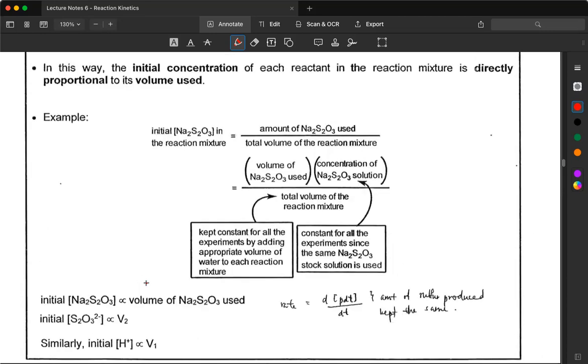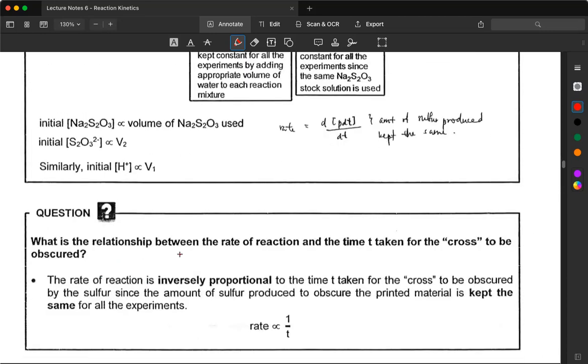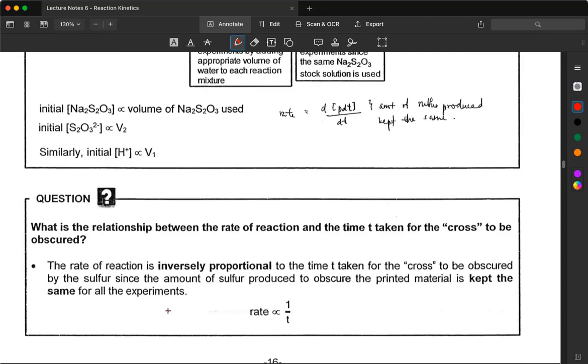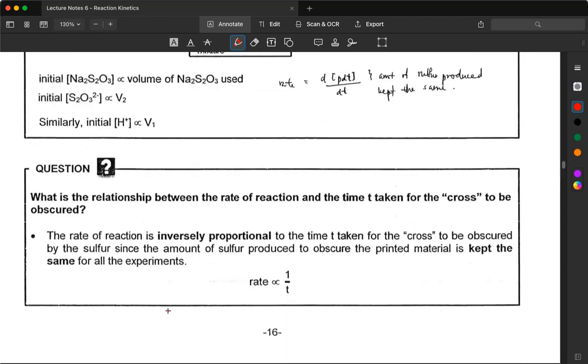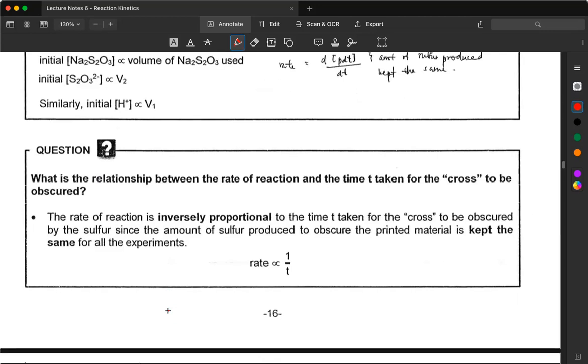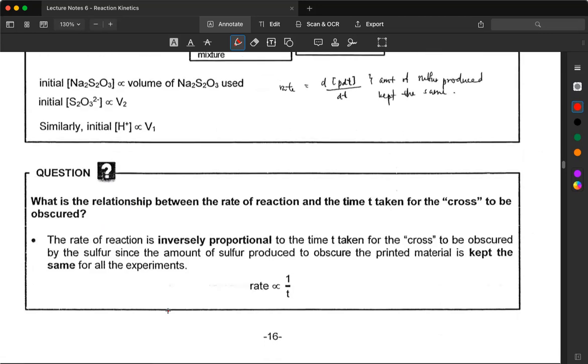So something like that. So what is the relationship between the rate and the time? So rate is inversely, not equal, inversely proportional to time, since the amount of sulfur produced is kept the same. So in this case, the factor that changes this time must be the concentration of the reactants. Since we assume that it's the same amount of sulfur to obscure the cross.